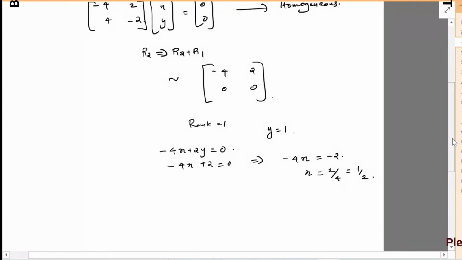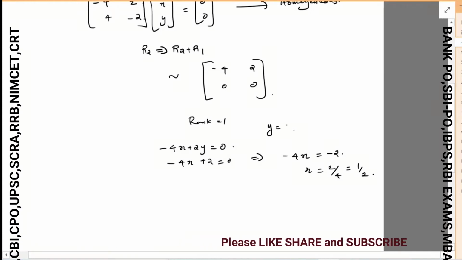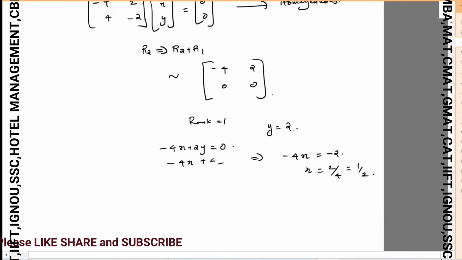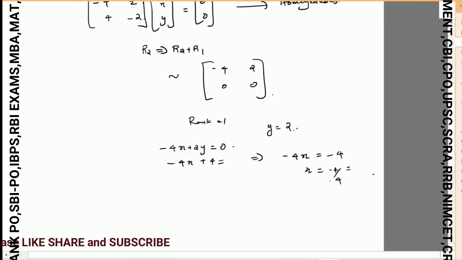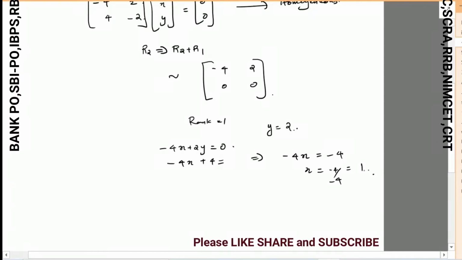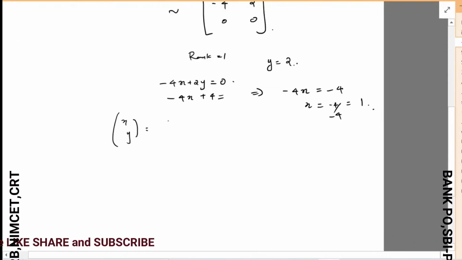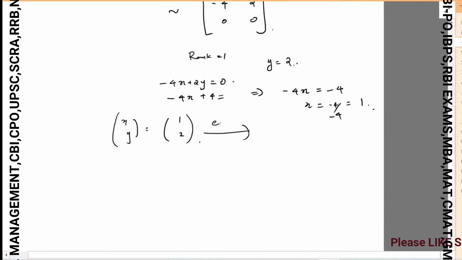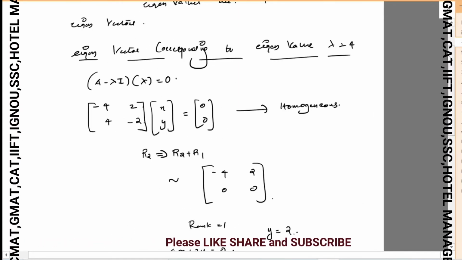We can actually avoid this fraction by giving y as 2. So to avoid the fraction, I am substituting y as 2. So we will get x is equal to 1. So the vector (x, y) equal to (1, 2). So this will be the eigenvector corresponding to the eigenvalue lambda equal to 4.